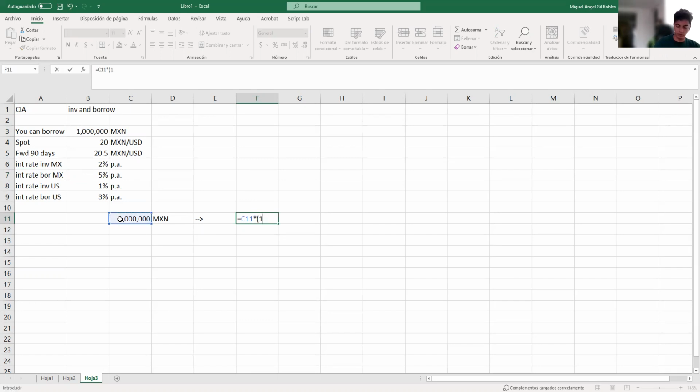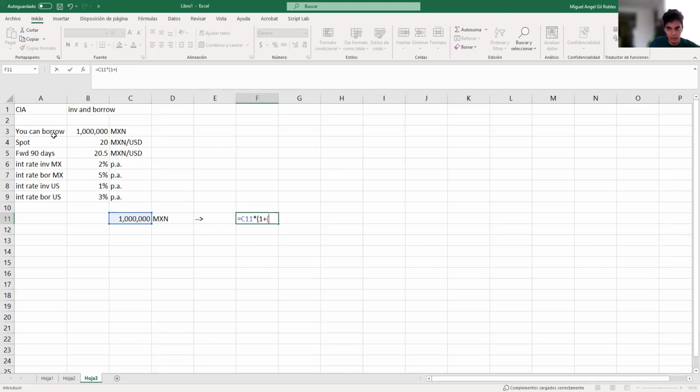You use the formula 1 plus the interest rate. And here, let's think which rate we will use. Of course, we need a Mexican rate because we are in Mexico. We have pesos. But which rate, borrow or invest? Are we investing the million pesos or are we borrowing? And here you need to be careful because it says you can borrow.